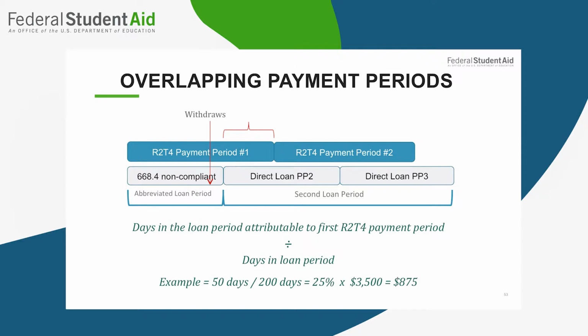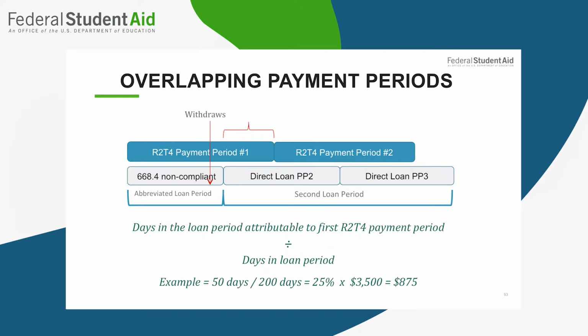We take the days in the loan period that are attributable to that very first R2T4 payment period, and that may be a smaller number. Then we divide that by the days in the loan period. So in this example, we may say there were 50 days in that short period attributable toward the first R2T4 payment period. That would be the 50 days as represented in that red bracket, divided by the days of the loan period, which may be 200. We do the math, 50 days over 200 days, that's 25%.